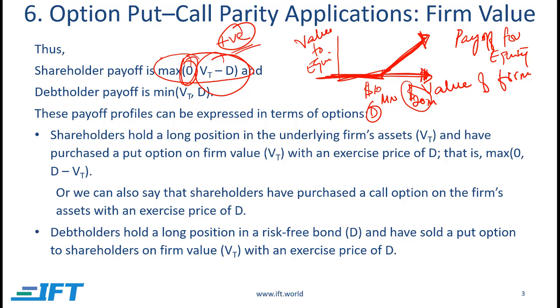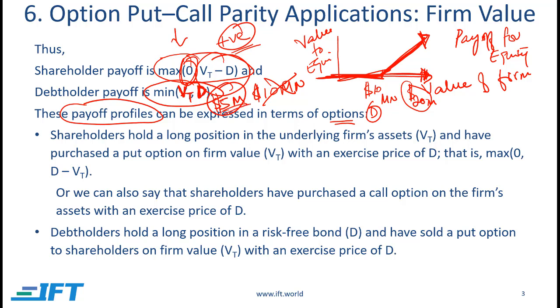Right now, here is the complicated part: how do we show this payoff as options? The payoff for the shareholder is the maximum of 0 or V minus D, and the payoff for the debt holder is the minimum of these two, which means either they will get their total debt back or the value of the firm, if it is less than the debt. So let's say their debt is 10 million, so they will either get their 10 million back, or if the value of the firm falls below 10 million, if it falls to 5 million, then they will not even get their 10 million back, because the company is not worth that much anymore.